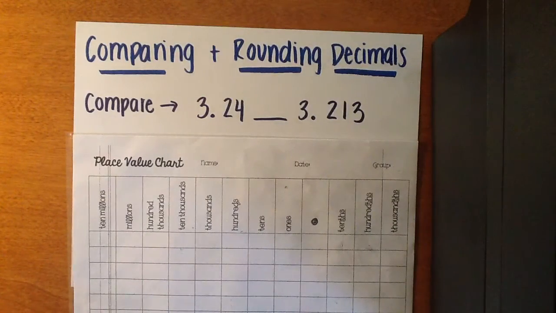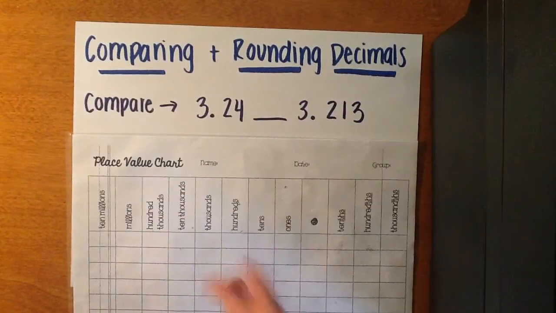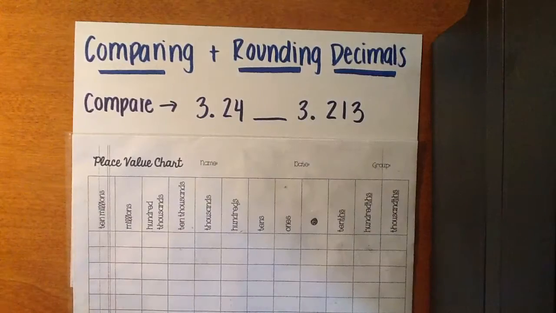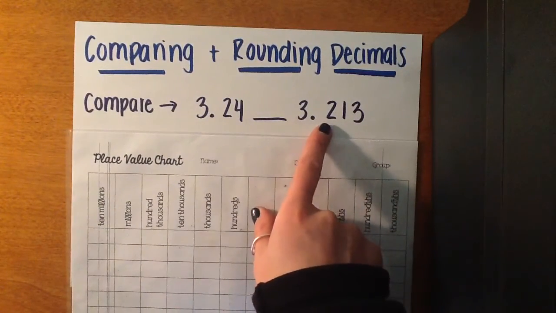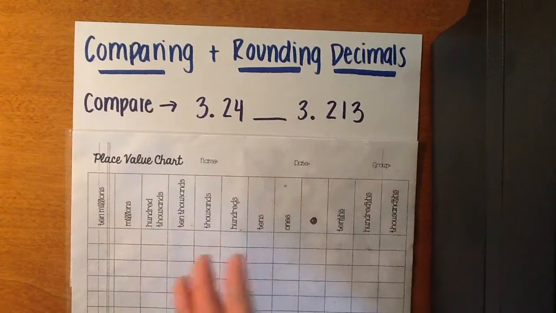Alright, so we are going to compare and round decimals. The first thing that we're going to do is compare these two decimals. Just by looking at it, some might say, oh, this decimal right here is greater because it has more numbers. But I don't know, maybe it is, maybe it isn't.